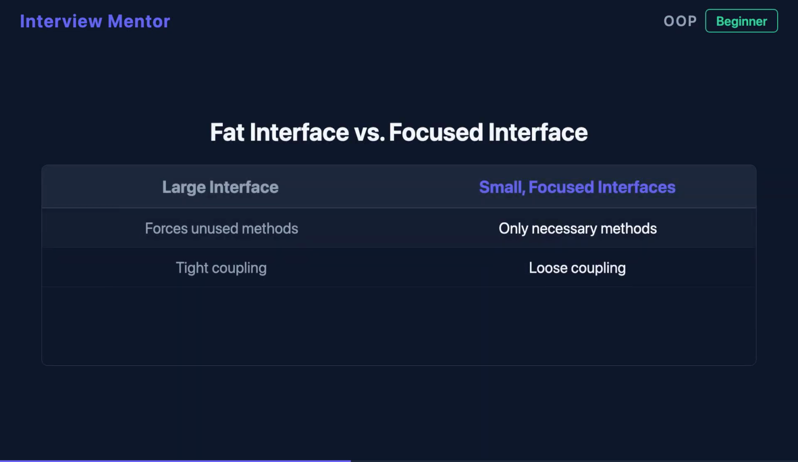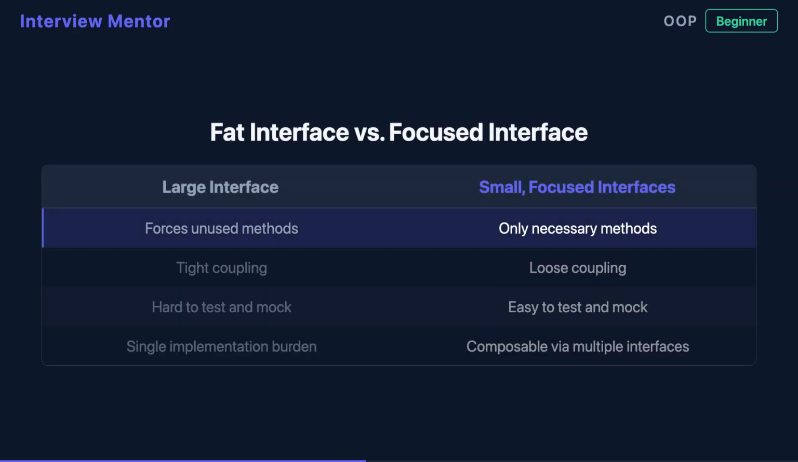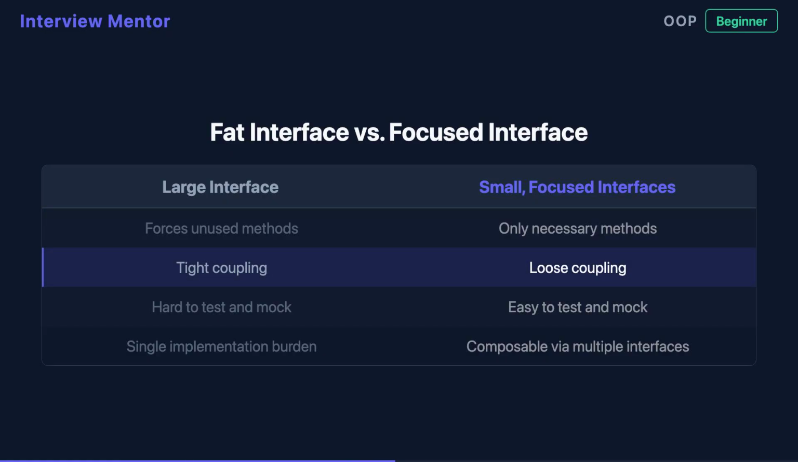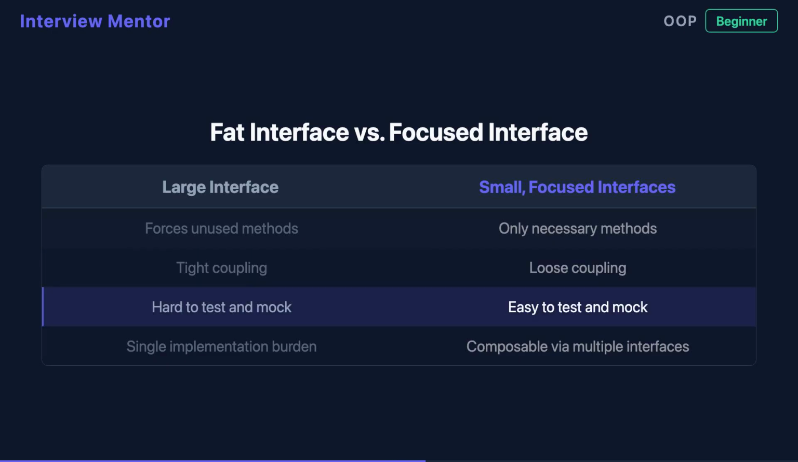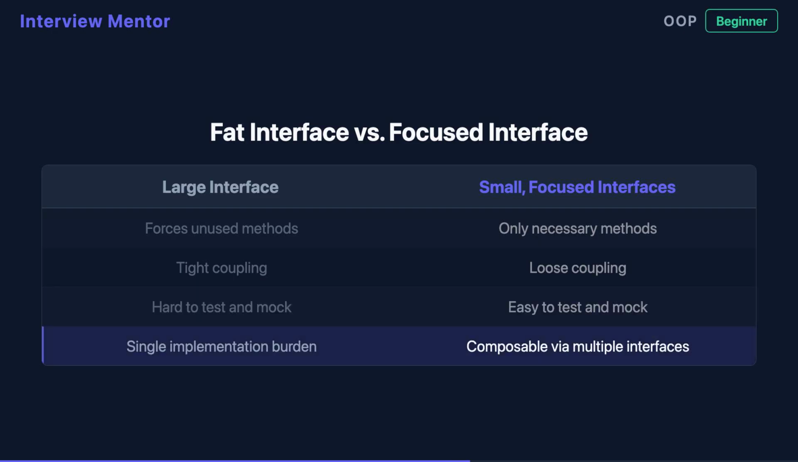Small, focused interfaces solve this. They're easier to implement because each interface has a clear, single responsibility. Testing becomes simpler since you can mock just the behavior you need without extra baggage. And here's the bonus: classes can implement multiple small interfaces to compose exactly the behavior they require. This composability gives you flexibility without the mess.